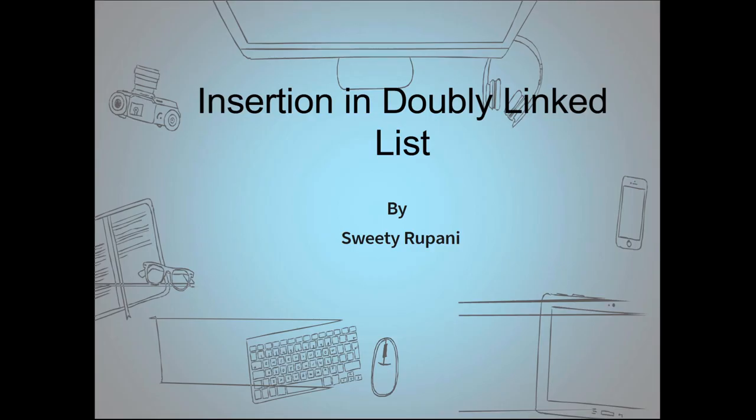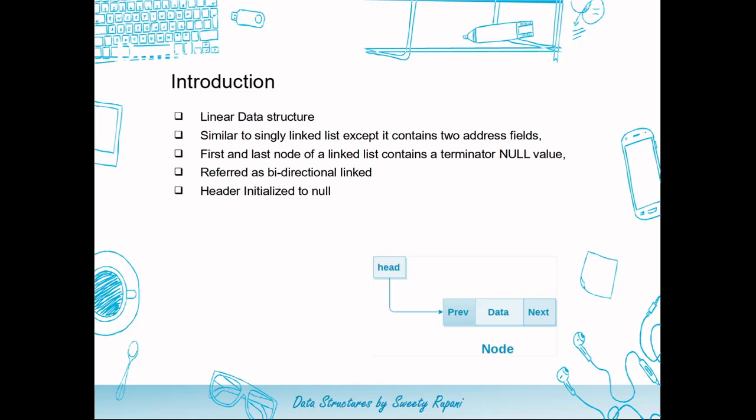Hello everyone. Today in this video we will learn what is a doubly linked list and three different ways of inserting a value in a doubly linked list. So a doubly linked list is also a linear data structure. It is a collection of nodes linked together in a sequential way.